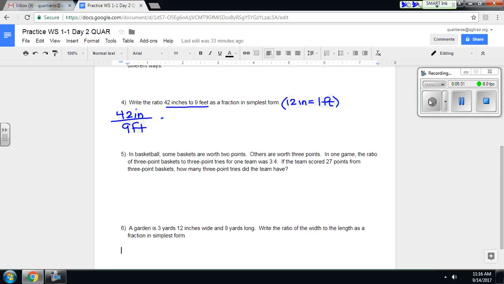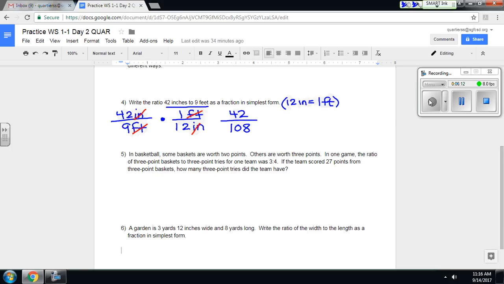So I have to multiply by that conversion factor. Now, am I going to put the 12 inches on the top or on the bottom? I have to put it on the bottom so that the units can cross cancel. So on the top, I'm going to put 1 foot. And again, the units will cross cancel. Now I can simply multiply across. 42 times 1 is 42. Use your calculator. 9 times 12 is 108.